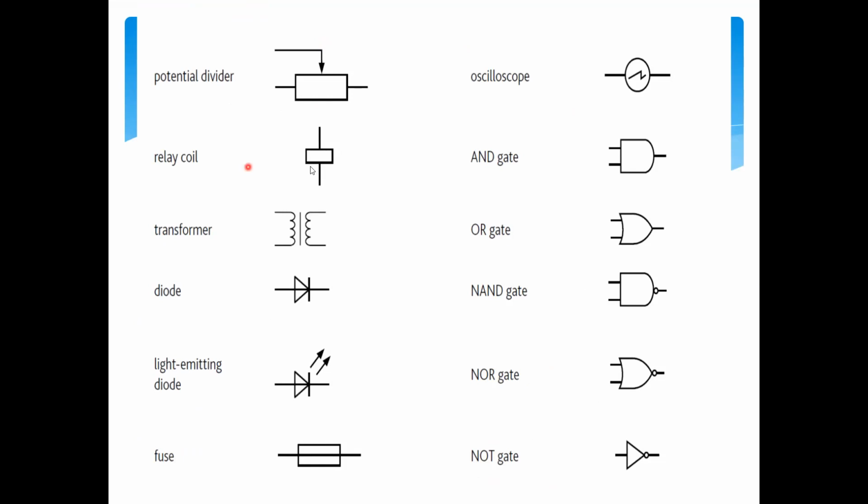Potential divider circuit, relay coil, transformer, diode, light emitting diode, fuse, oscilloscope, AND gate, OR gate, NAND gate, NOR gate, and NOT gate. All symbols you have to learn.